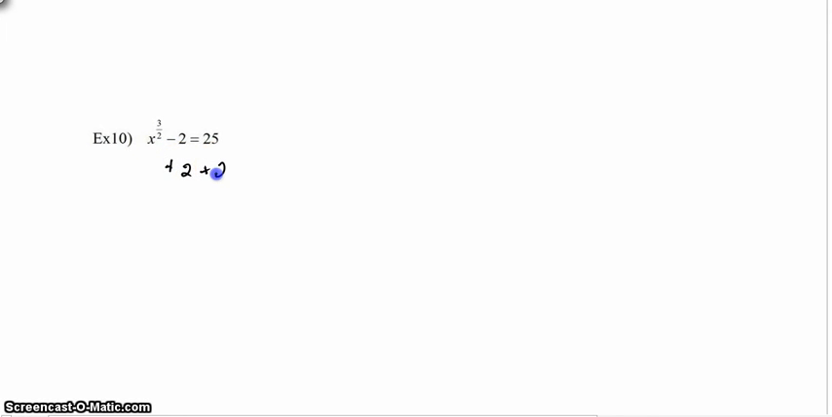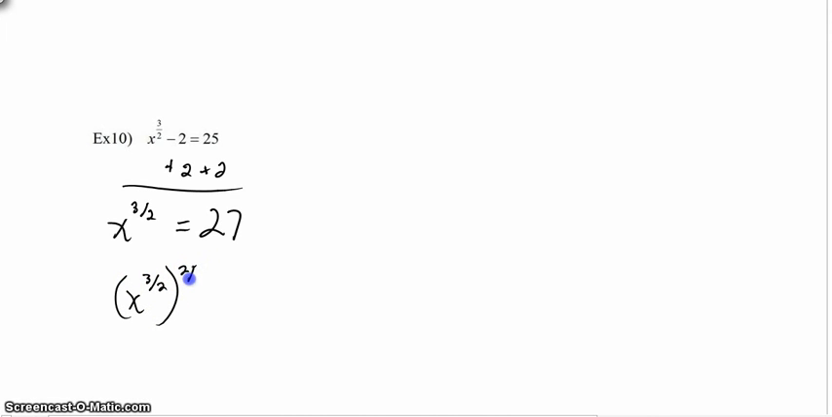Instead, get x isolated, add a 2, and you'll have x to the 3 halves. And to get x alone, when you have a fractional power, to just have x to the first, raise both sides to the reciprocal power of that fraction. In other words, raise both sides to the 2/3 power. Reciprocals multiply. Remember, a power to a power multiplies out. You just have x to the first.